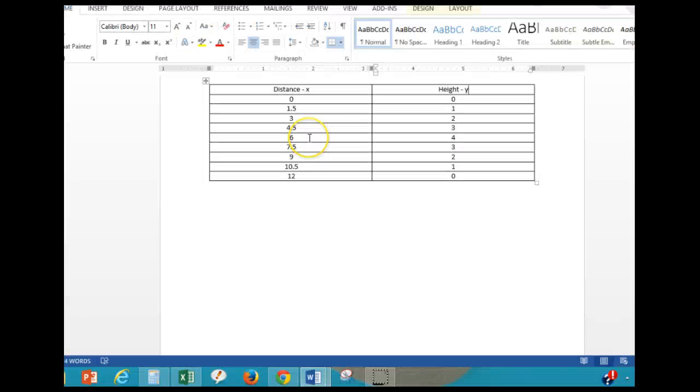Okay, so here is the data that I came up with. I went ahead and matched up, so 0 and 0 would be my starting values, right? If we hadn't rotated at all, it was not off the ground at all, and we hadn't traveled a distance. After one rotation, my distance was 1.5 inches, and the height of my point was 1 inch.